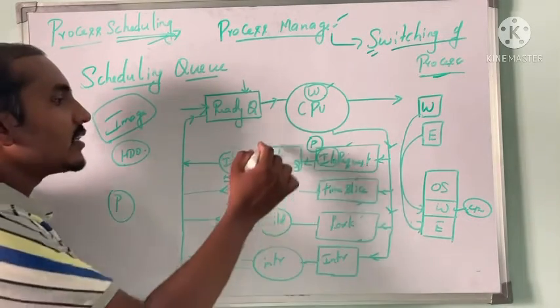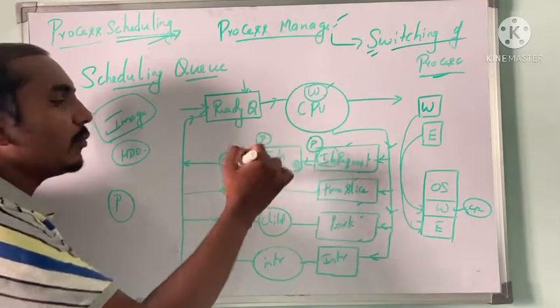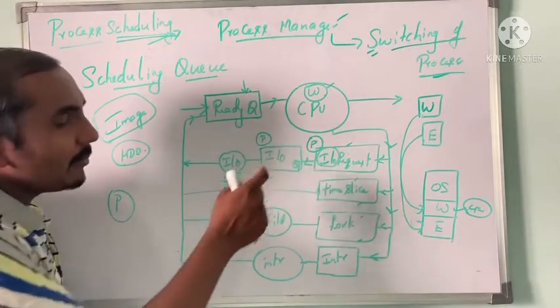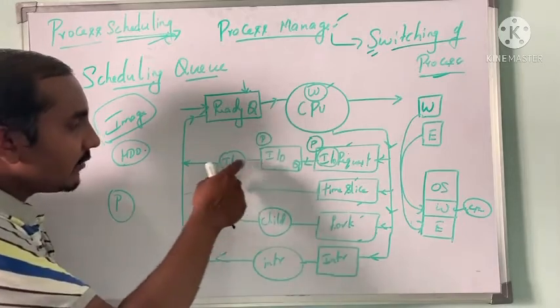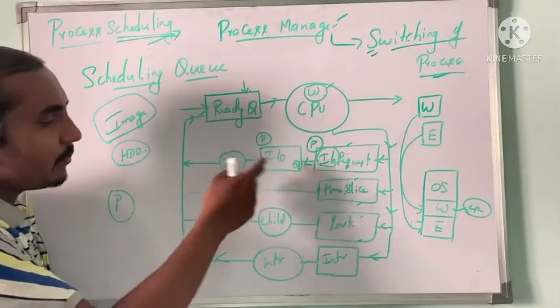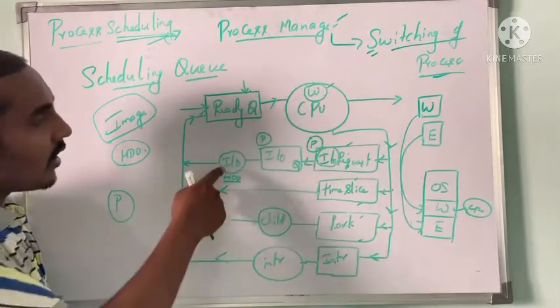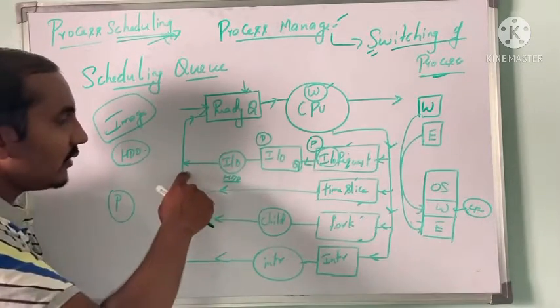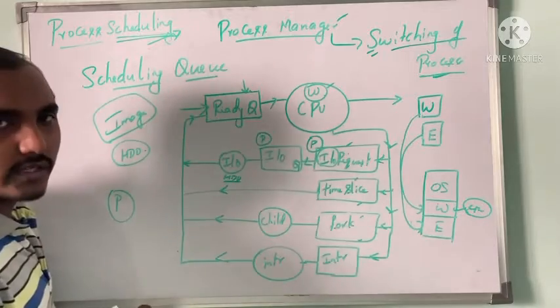If the printer is available, it will be sent to the printer queue. The printer may have many printing files, and my file will be one of them. Then after that, it will print that particular sheet of paper. After that, once MS Word has printed completely, it will come back to the ready queue.